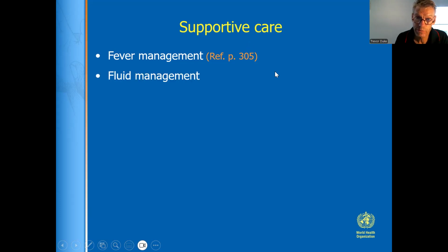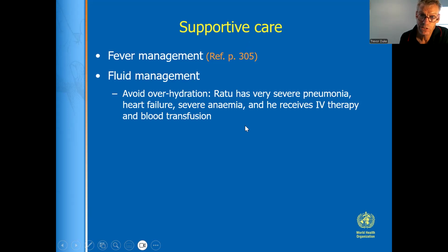Fluid management is very important in Ratu to avoid overhydration. He has very severe pneumonia, heart failure and severe anemia. If he receives too much intravenous therapy and a blood transfusion, then his heart failure will get worse. So it's very important not to give anything like normal maintenance fluid for him. When you start him on some nutrition, then it's all right, because by that stage his heart failure will be better controlled with diuretics, a blood transfusion and treatment of his heart failure.